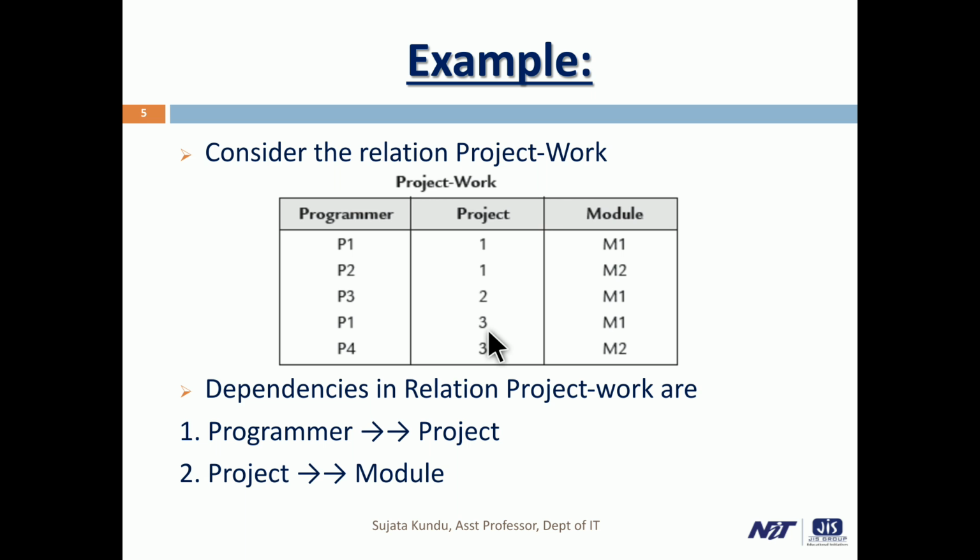And we are assuming that a project can have more than one module. In this relation you can see that project 1 has module 1 and module 2. Same for project 3, which also has two modules, module 1 and module 2. So we are assuming these two constraints: one programmer can work on multiple projects, and a project can have more than one module.